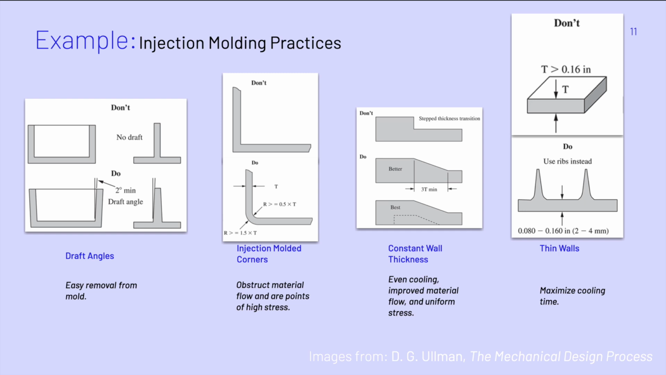So you can see here for injection molding, you're going to have to include things like draft angles. You're going to have to pay attention to your corner radii. You're going to have constant wall thickness and thin walls. These all deal with the cooling of the plastic and having it easy to remove from the molds, and overall just making sure that there's no defects in the parts.